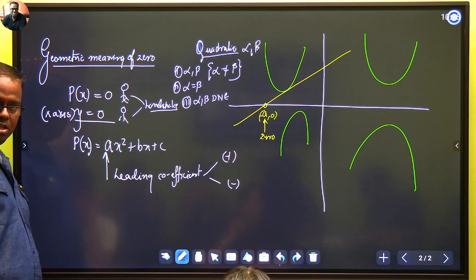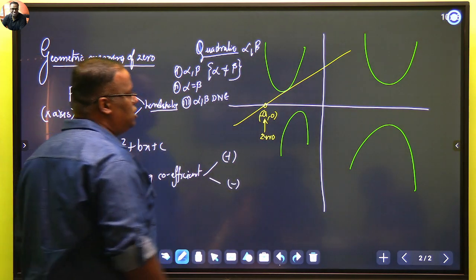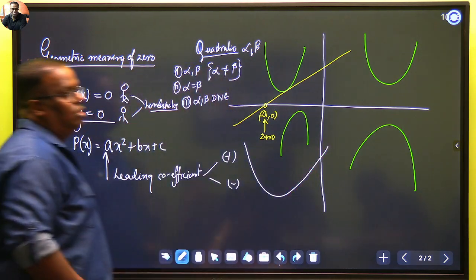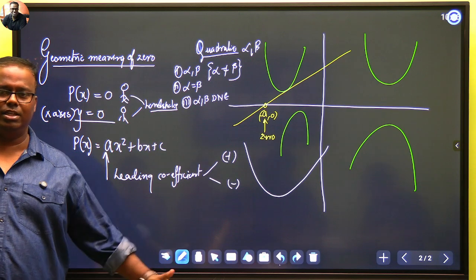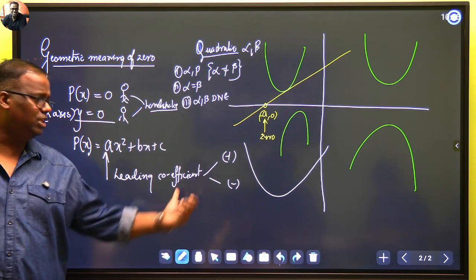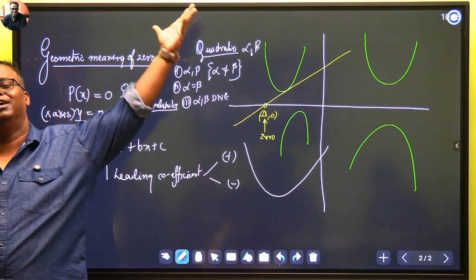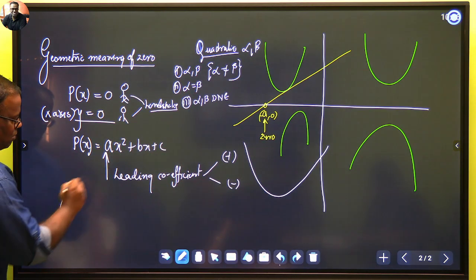Two cases. If the leading coefficient is positive, the graph will always be concave upwards. It opens upward. Remember this, we call it concave upwards. It is positive, so in life it goes upward. If it is negative, in life it goes downward.